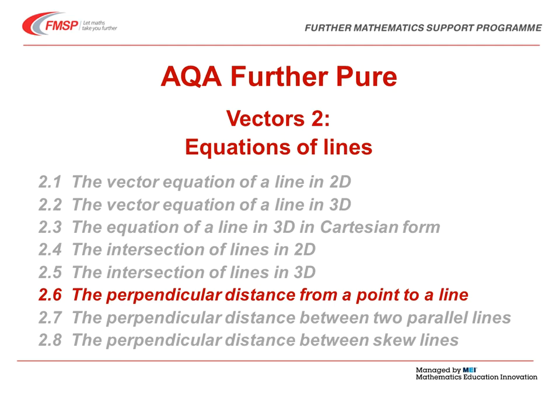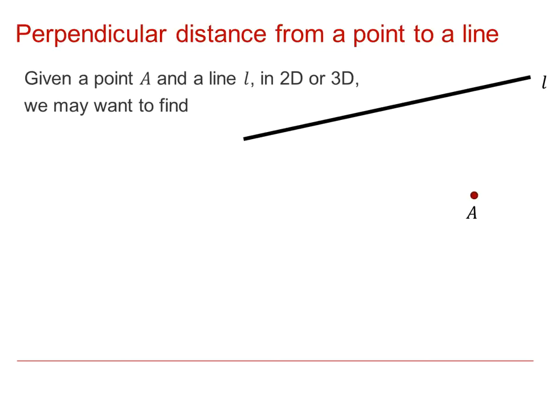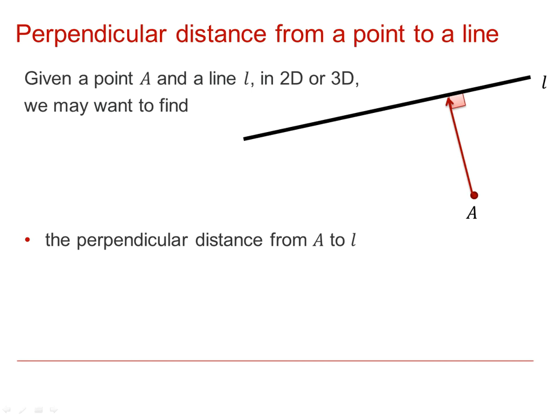This is a video for AQA Further Pure Mathematics, Vectors section 2.6, where we're looking at the perpendicular distance from a point to a line. The question concerns a point and a line either in 2 dimensions or 3 dimensions. We may want to find the perpendicular distance from A to L, in other words the length of a line which is at 90 degrees to the direction of L, and then the coordinates of B which are on the line.